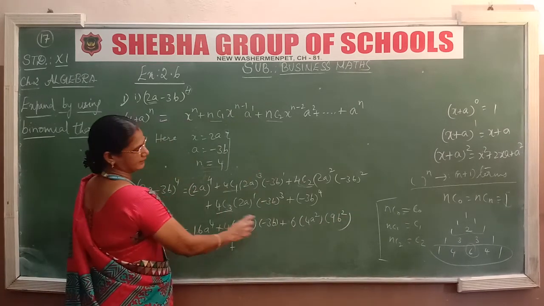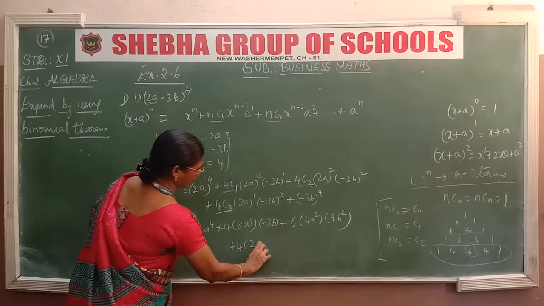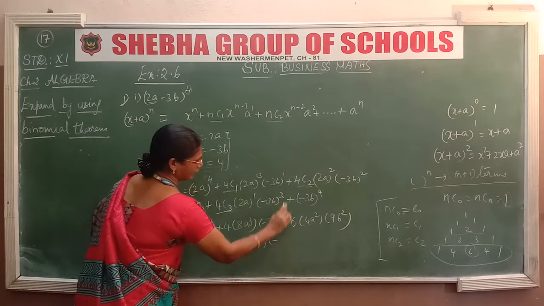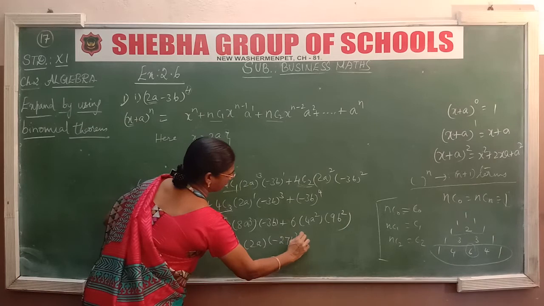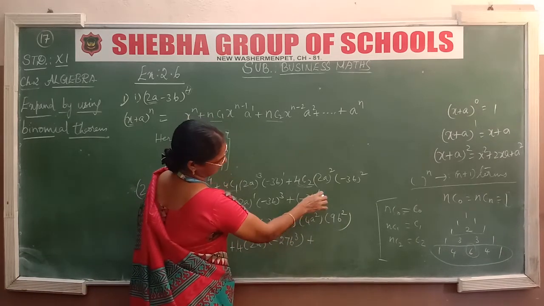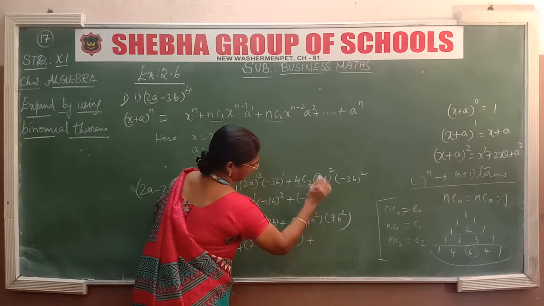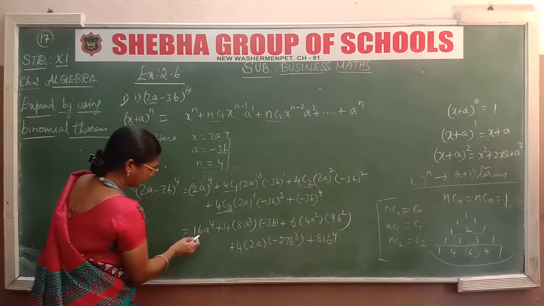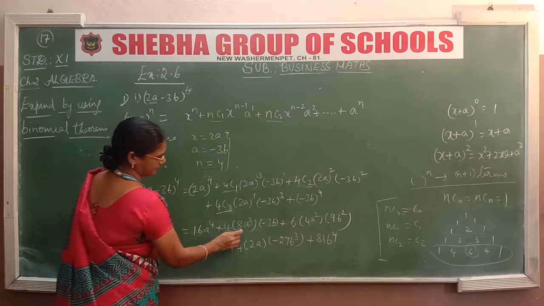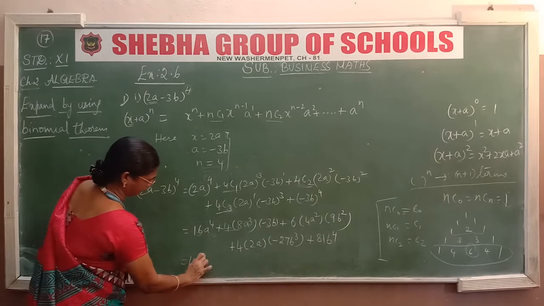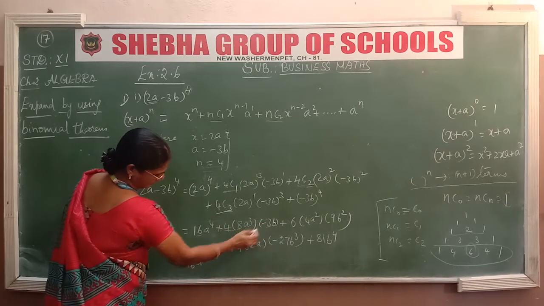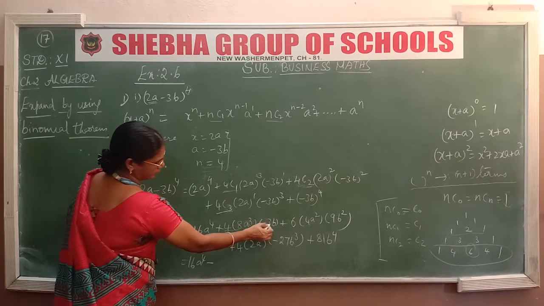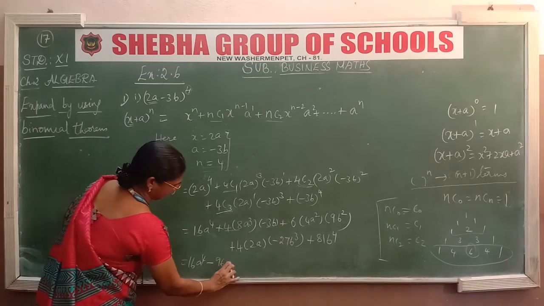Next 4c3 is 4. 4 into 2a into this, and minus 3b whole cube. Minus whole cube becomes minus. 3 cube is 27 into b cube. Plus, minus power 4 is plus, and 3 power 4 becomes 81 and b power 4. Okay, now multiplying all the numbers in every term, we get 16a power 4. Here plus into minus, so put minus, and 8 into 3 into 4, that is 4 3s are 12, 12 into 8 is 96 a cube into b.